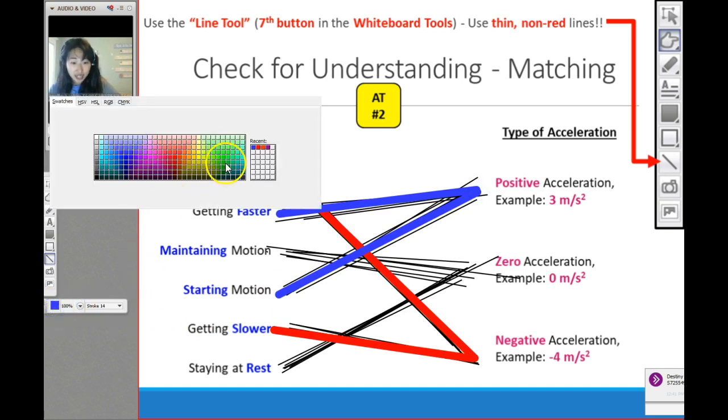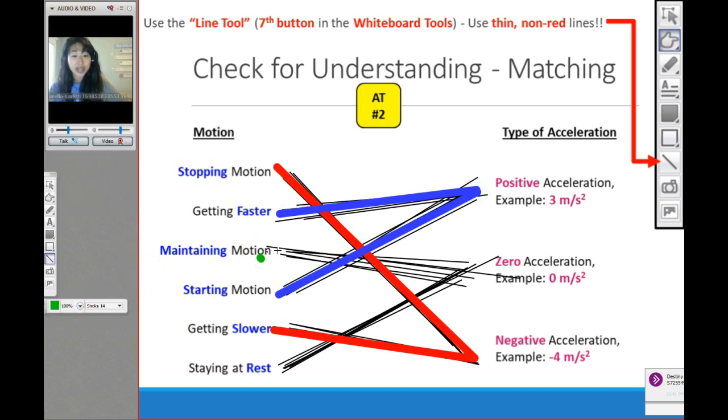And then last but not least, let me grab a different color here. Maintaining motion is actually 0 acceleration. Again, you can be moving, but as long as your movement doesn't change, you have no acceleration. As long as you don't feel your body jerk in any direction, you're actually 0 acceleration. And same thing, obviously, with staying at rest. This is the answer to number 2.